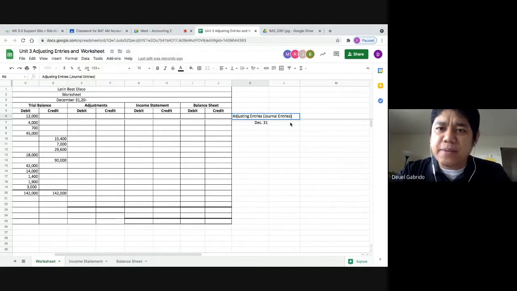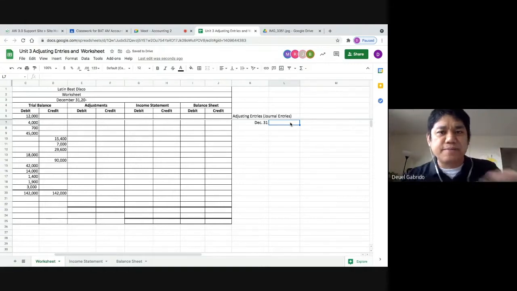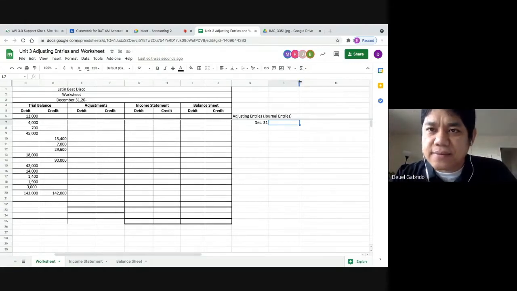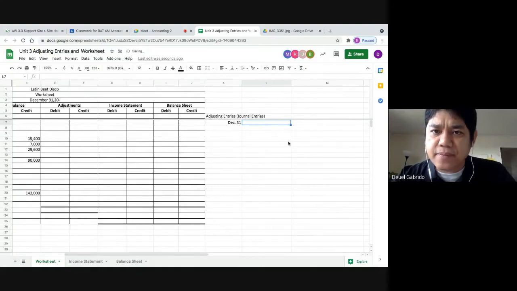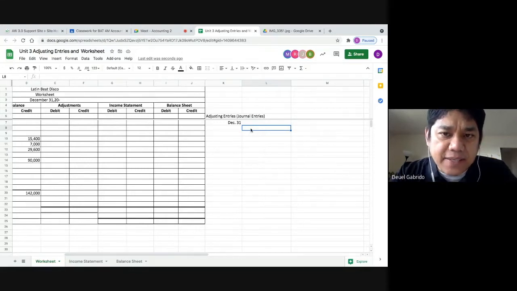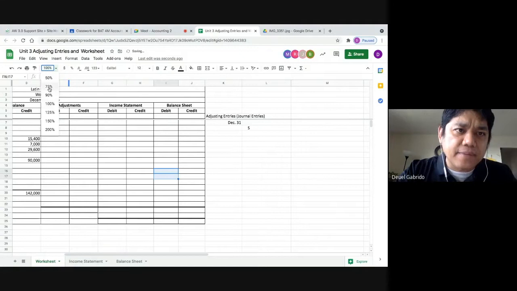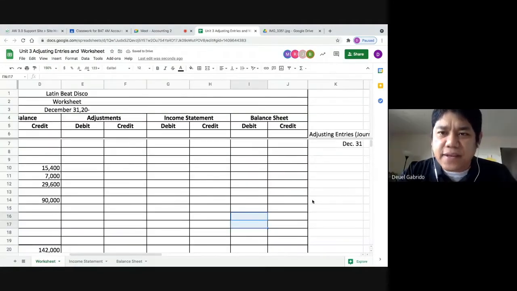So what must be debited on December 31? What should increase? What should decrease? What do you think? What will be debit? What will be credit? Can you tell me? On December 31, what's going to happen to your supply? You said that supplies decrease, right? By how much? How much is the decrease in supply? 500. Okay, so I'll put it here.